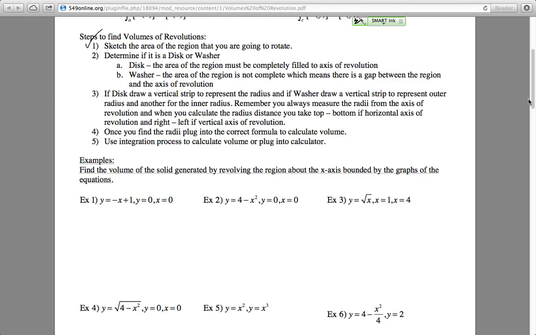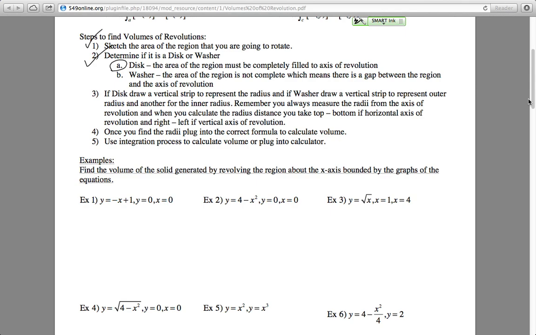Step 2, determine if it's a disk or a washer. It's a disk if the area of the region must be completely filled to the axis of revolution. So it's a disk if the region is completely filled all the way to the axis of revolution, which basically means the whole region is flush. It is tangent to or touches the whole axis of revolution.